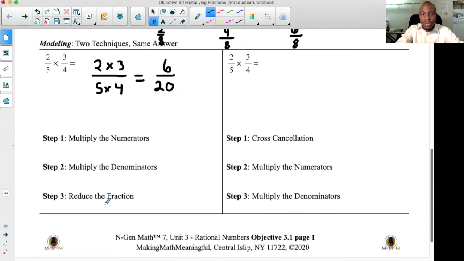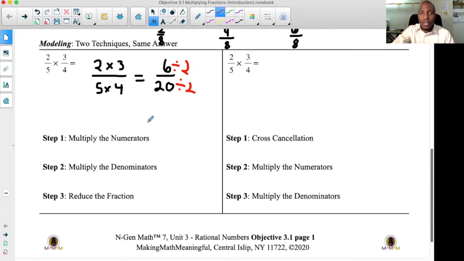The last step says to reduce the fraction. Now, 6 and 20, are they both even numbers? Yes, they are. As I mentioned a little while ago, one of the easiest techniques for you to reduce or simplify a fraction is to identify if it's even. If it's even, then you can easily say, let me just divide them both by 2. We divide them both by 2.